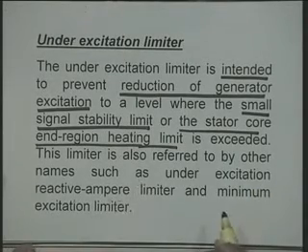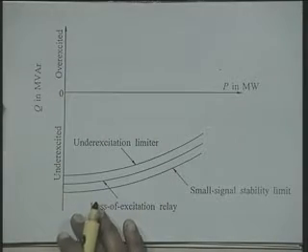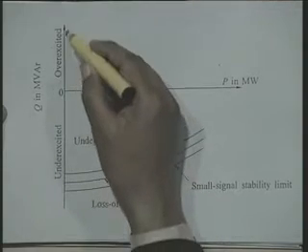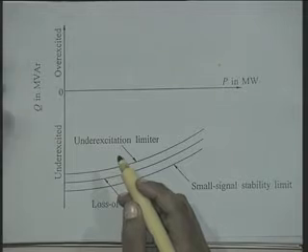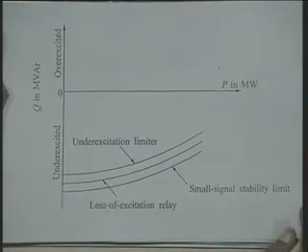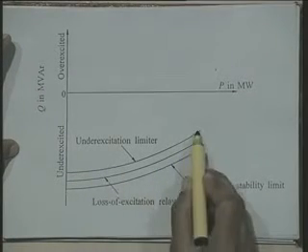And there are different names which are given to this under excitation limiter. When you look at the operation of the synchronous generator in the PQ plane, this is the P axis, that is real power output. This is the reactive power output. When this generator is over excited, it supplies positive Q, and when it is under excited, it supplies negative Q. And the operating limits, this is the under excitation limiter which is shown here.